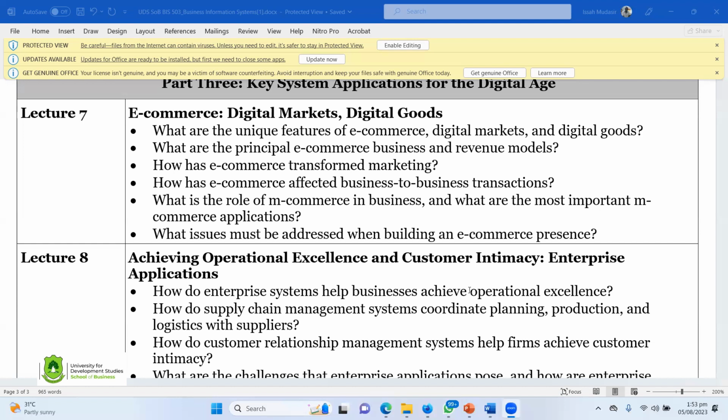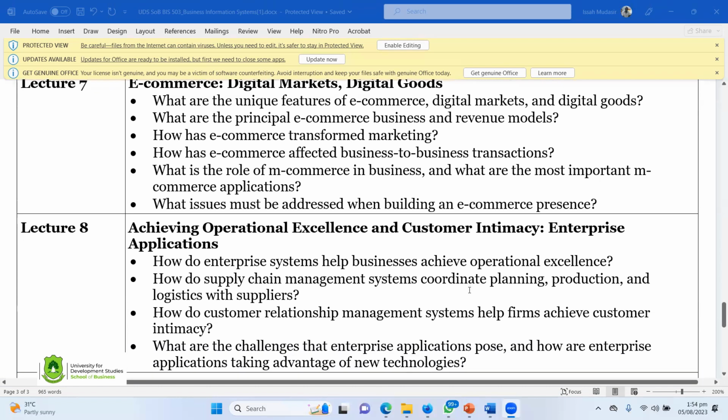So we'll look at the concept of e-commerce in the context of digital markets and digital goods. We'll look at the key or unique features of e-commerce, digital markets, and digital goods. And we'll also look at the principal e-commerce business and revenue models. Now, if you want to embark on the practice of buying or selling online, you need two ideas. How or what will be your business model?